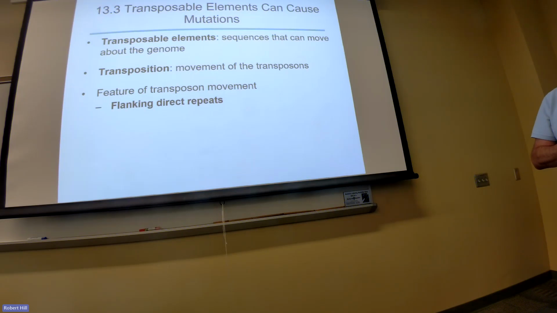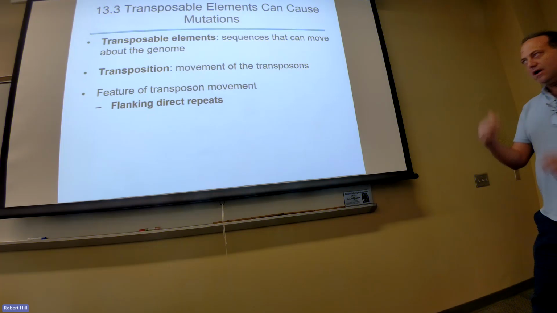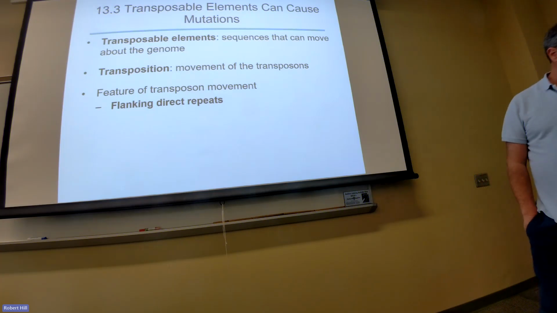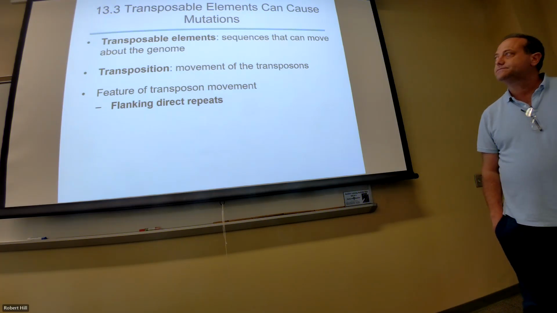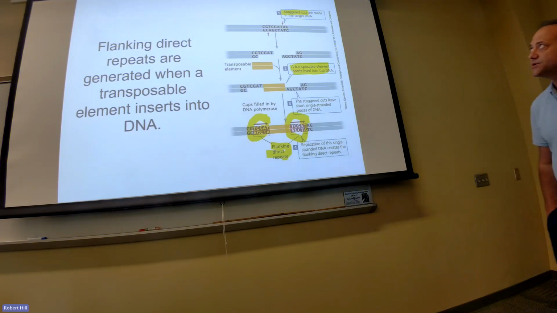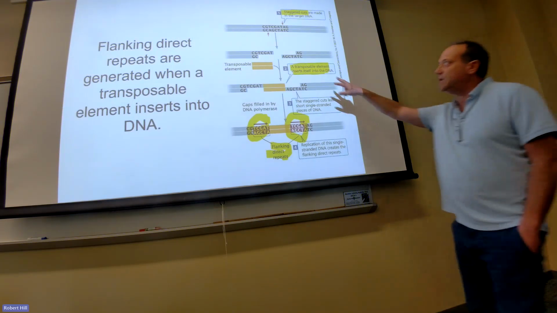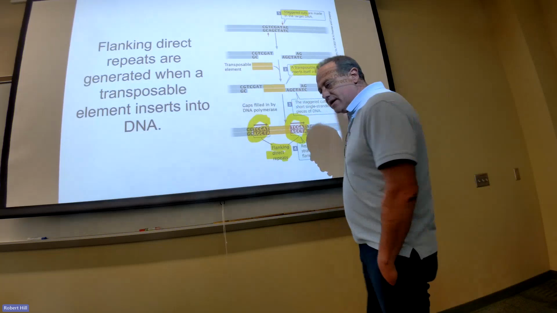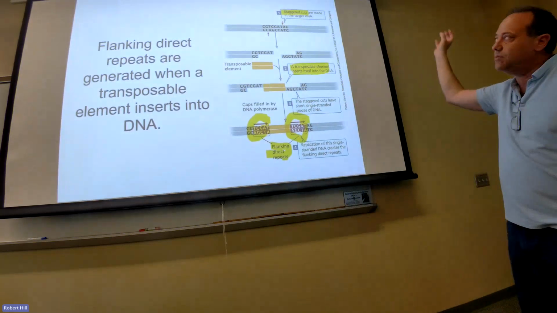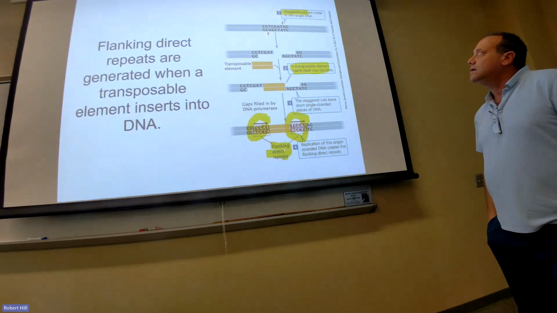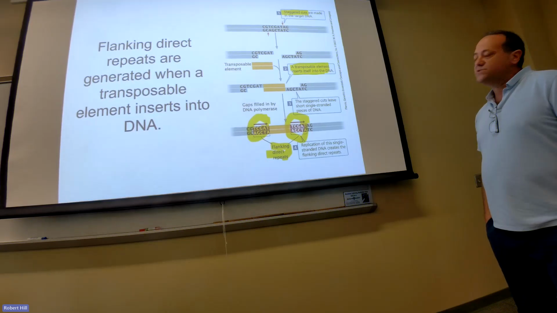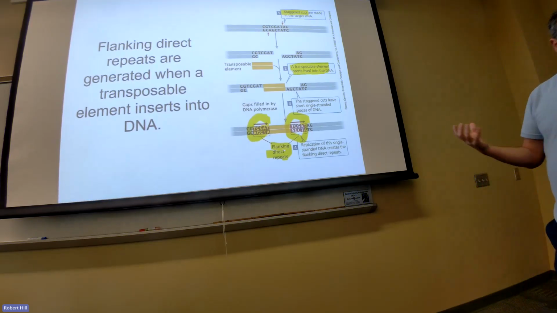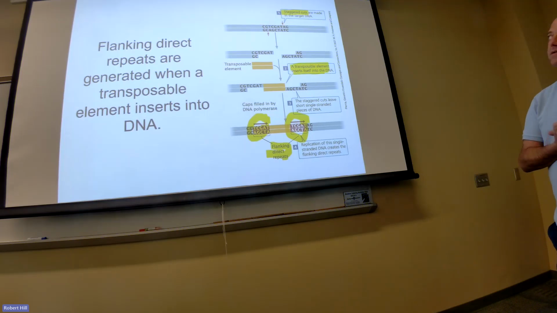So I took out a lot of things, what sort of kind of mutations that are common with these. And really the only one we're going to talk about is what's called a flanking direct repeat. Okay, so here's our transposable element. It came from some other area of the genome, and it's going to come into our DNA. So the first thing that has to happen in this process is the DNA has to be cut to let that new piece of DNA in.